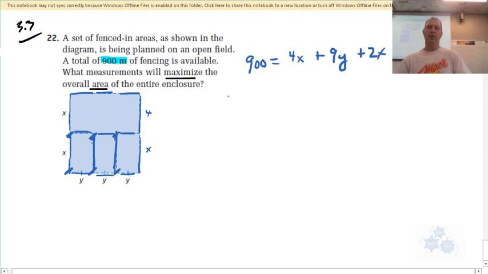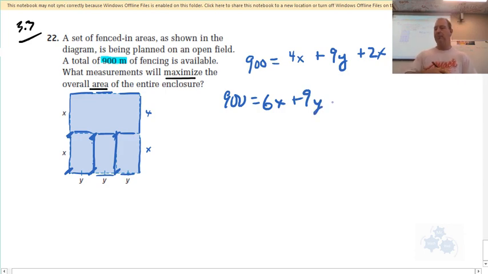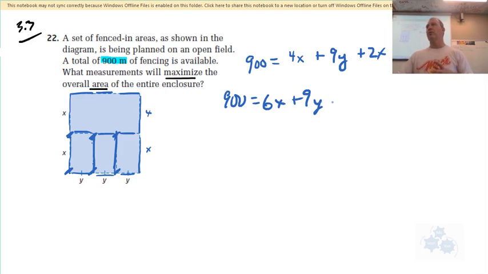Okay? So this is going to be 900 equals 6x plus 9y. Use the 2 variables, no problem. When we actually get to a function that we want to examine, it's got to just have one variable, right? Or y equals something x. So what's next? Well, we want to maximize the area.